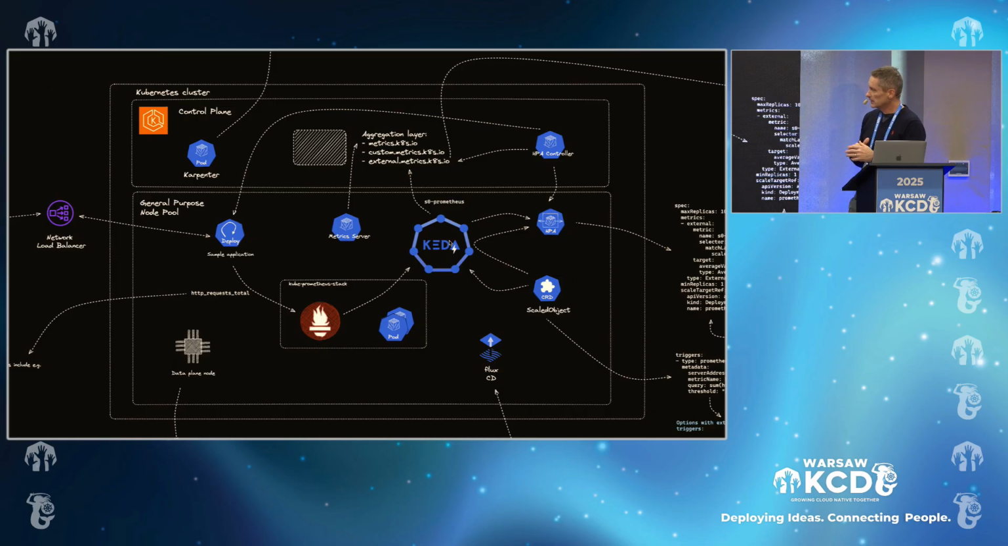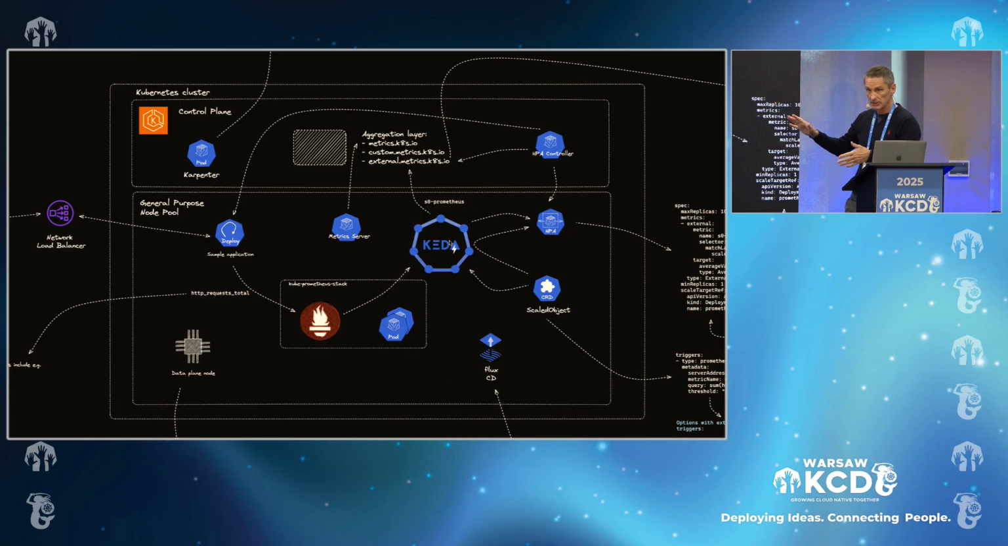Because what I did is I artificially created a metric, which is a very bad metric, because it just exposes the sum of all the HTTP calls that I'm doing. So it just increases, always.